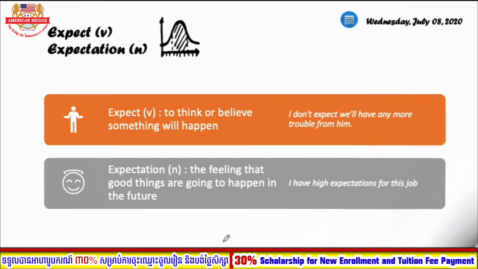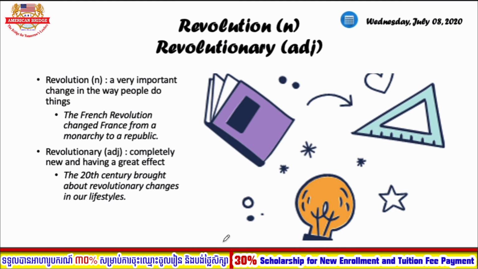Okay, let's move on to the last word for today's lesson. So the last pair of words is revolution, which functions as a noun. So revolution, there are four syllables, and the stress is on the third one, revolution, revolutions. And the adjective of the word revolution is revolutionary, revolutionaries.